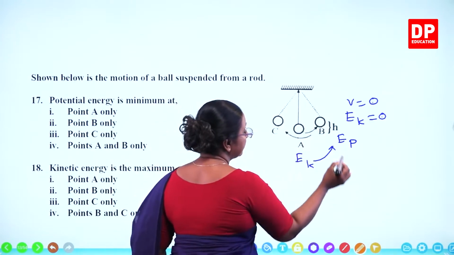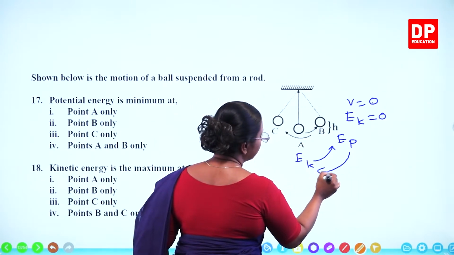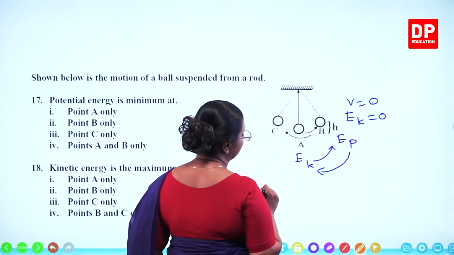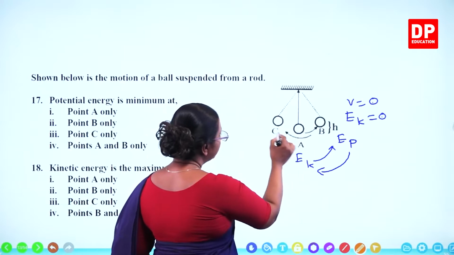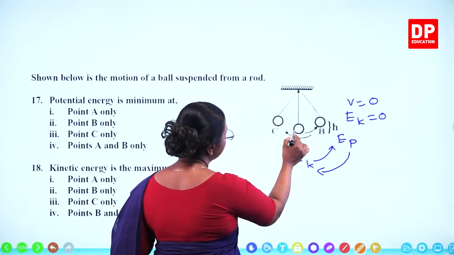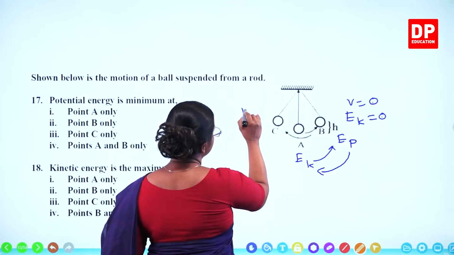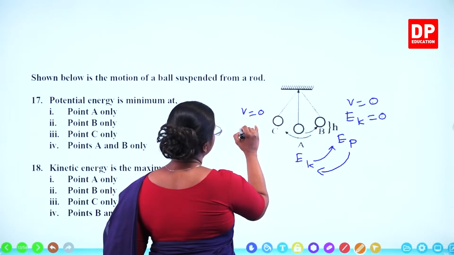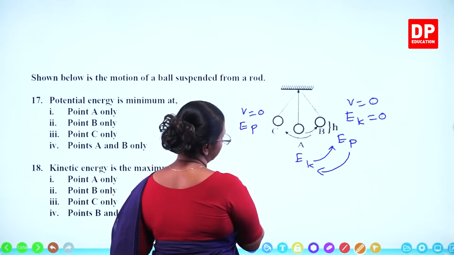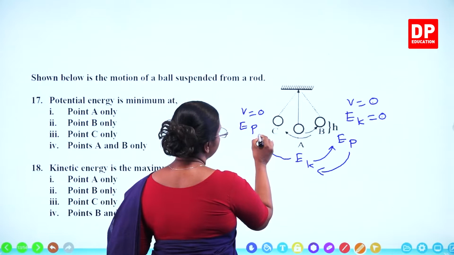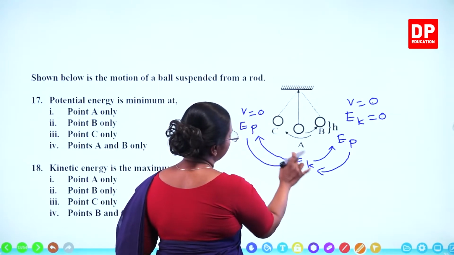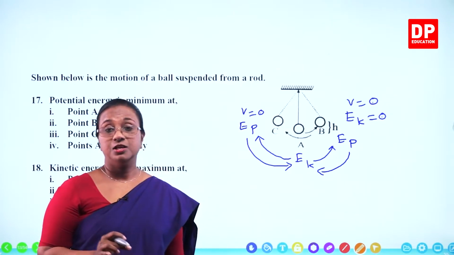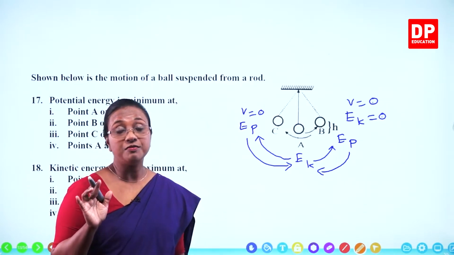So again, when it is coming from there to here, potential energy will be converted to kinetic energy. So then on to this side, again kinetic energy. At this point, velocity 0. So it's going to be E potential. So they are also E kinetic to E potential. From there to here, E potential to E kinetic. So you're familiar with this type of motion.